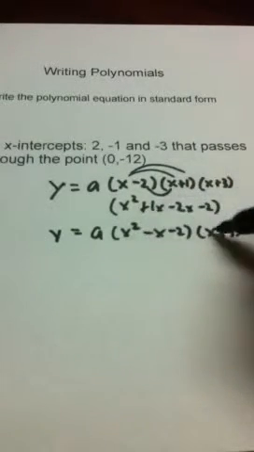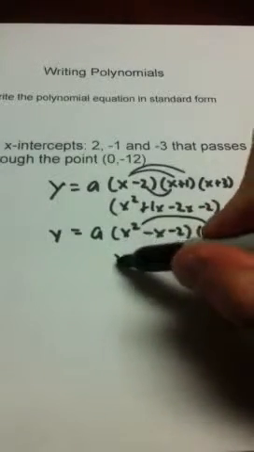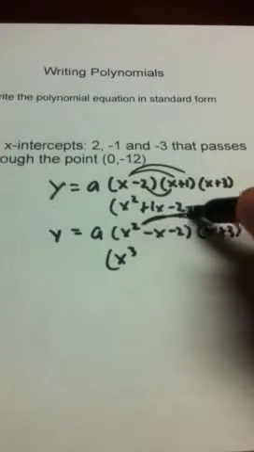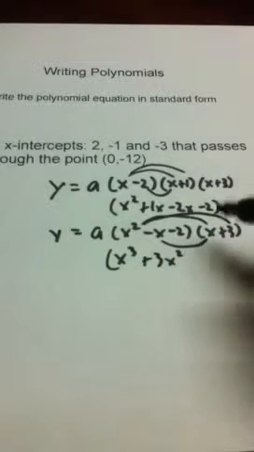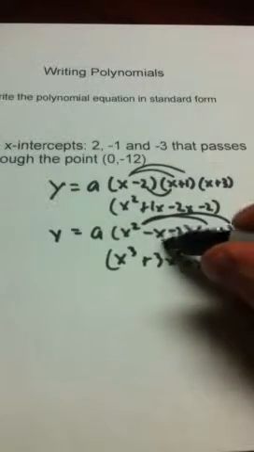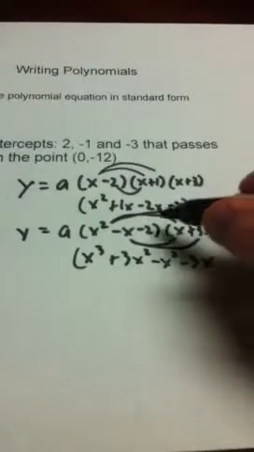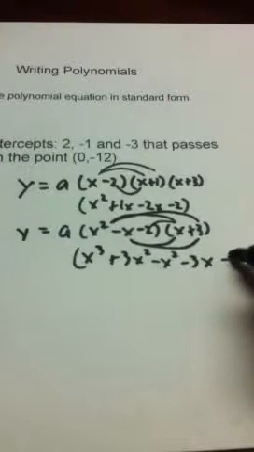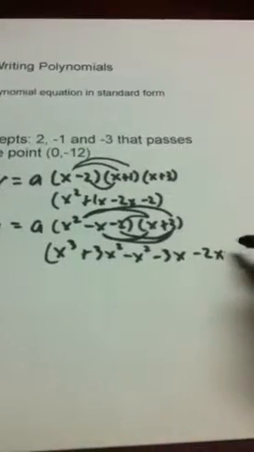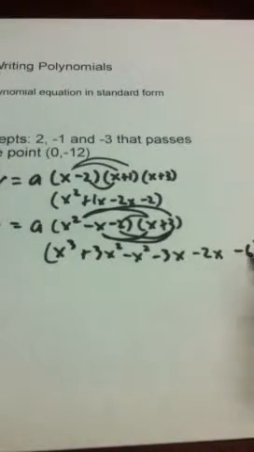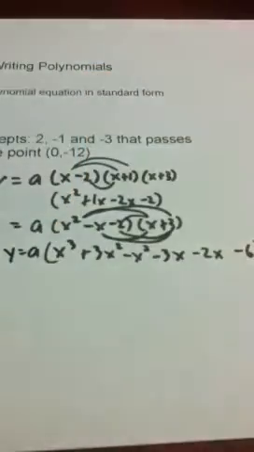So I'm going to do the same thing, and now I'm going to multiply the trinomial times the binomial. So I'm going to get x cubed, and then 3x squared, and then distribute the negative x, so negative x squared minus 3x, and then distribute the negative 2. So negative 2 times x is negative 2x, and negative 2 times 3 is going to be a negative 6. Again, just going to bring down that a, and my y equals.